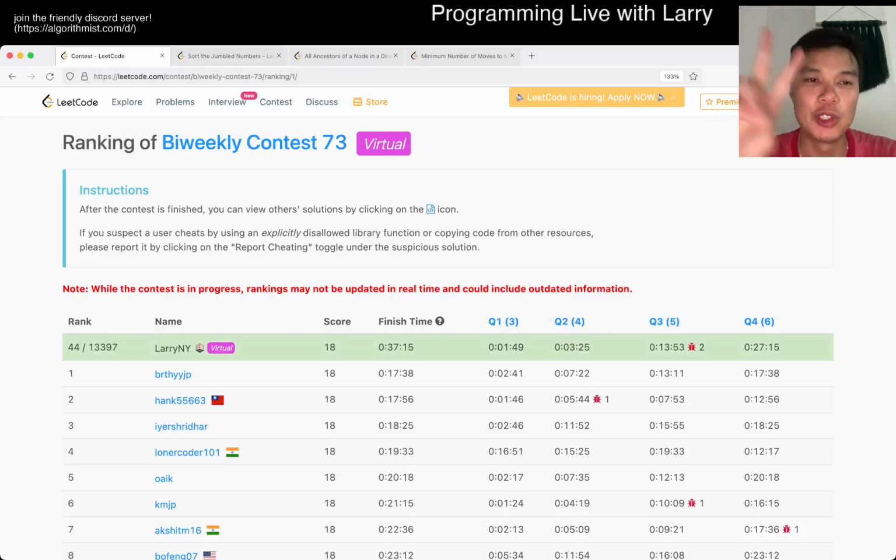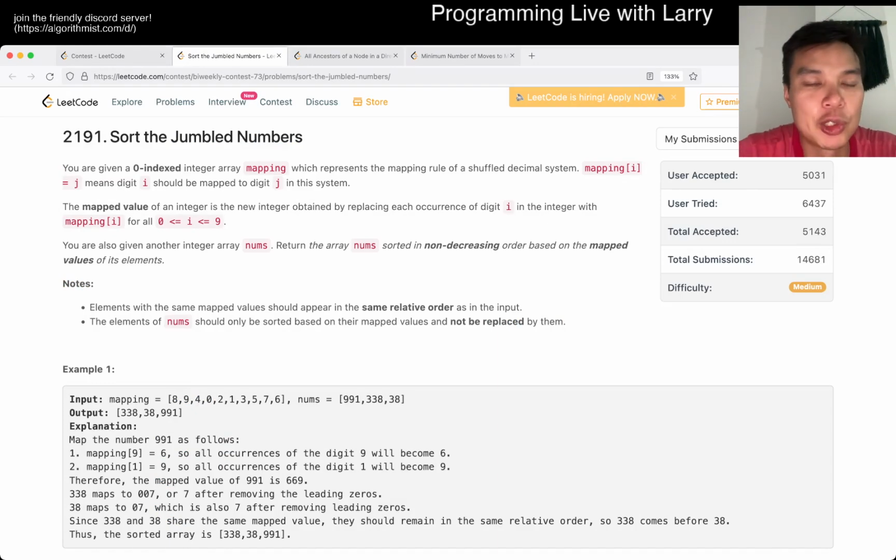This is me going with Q2 of the bi-weekly contest 73, sort the jumbled numbers. So this one, it is what it sounds like. It's actually a very basic, very fundamental sorting problem that you should be able to do. You have to be able to sort different things, and this is probably the most practical problem in a long time.